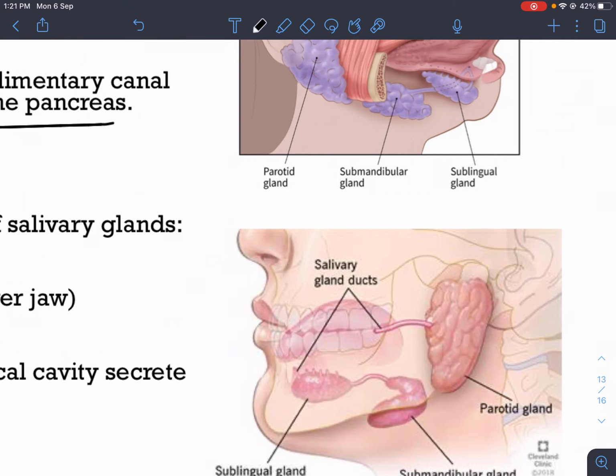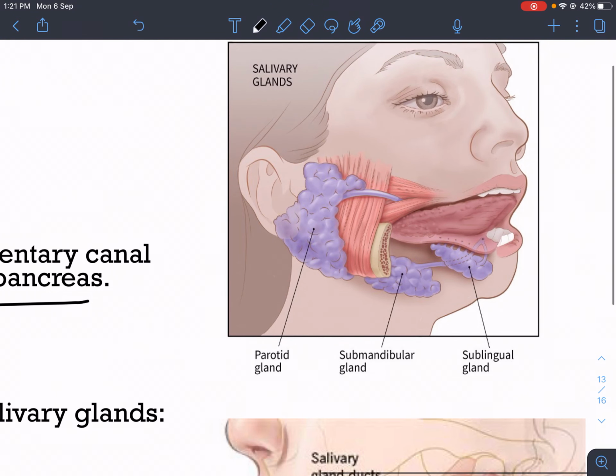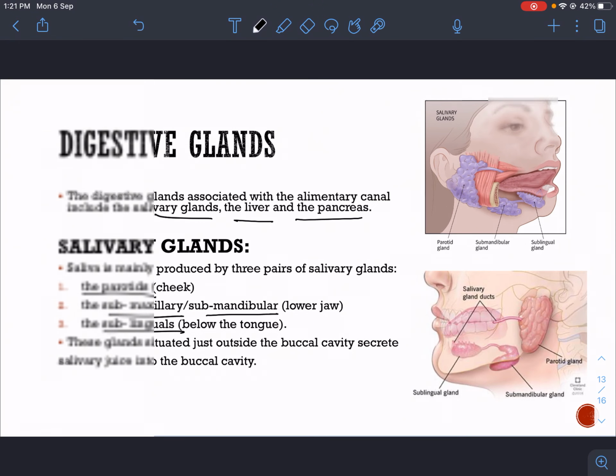In the diagram we can see this is the sublingual. As we can see, the sublingual is below the tongue. Then the submandibular or submaxillary is in the lower jaw. And we have the parotids, which are present in the cheek region.